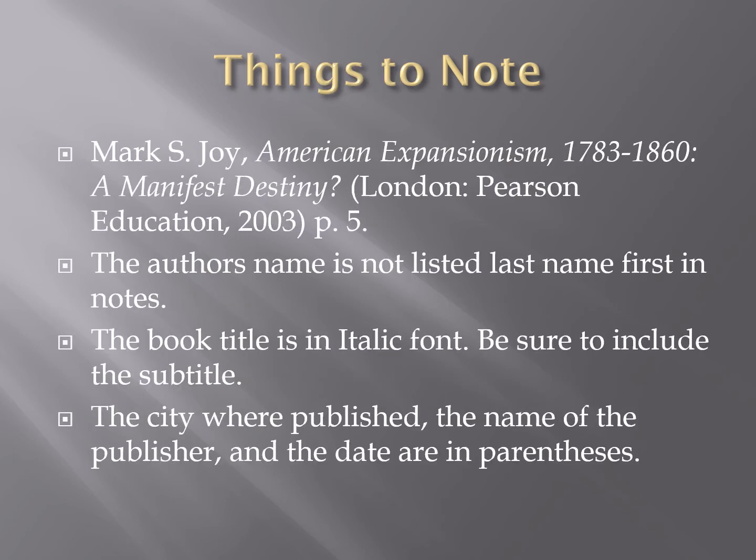Some things to note about this note. First of all, notice the author's name is not turned around. It's not Joy, Mark S. In notes, you're not alphabetizing anything, so you just put the author's name, first name, middle initial, if any, last name. The book title is put in italics, and be sure to include the subtitle, because often that is very important. Notice, for example, in the subtitle to this book, A Manifest Destiny with a question mark.